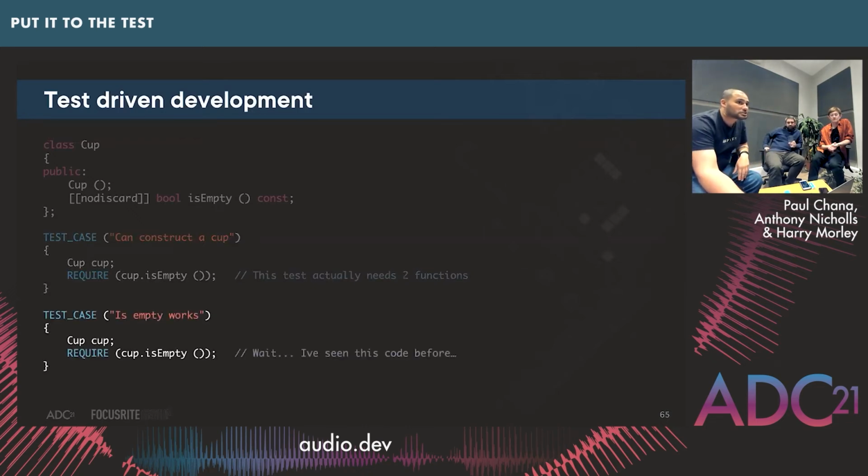So then we write a function called isEmptyWorks. And the problem here is we've written the same test again. So we've got two tests that are identical, that are testing different things. You shouldn't have two tests that are testing in that way. So yeah, the question is, isn't this the same code that I've already written?